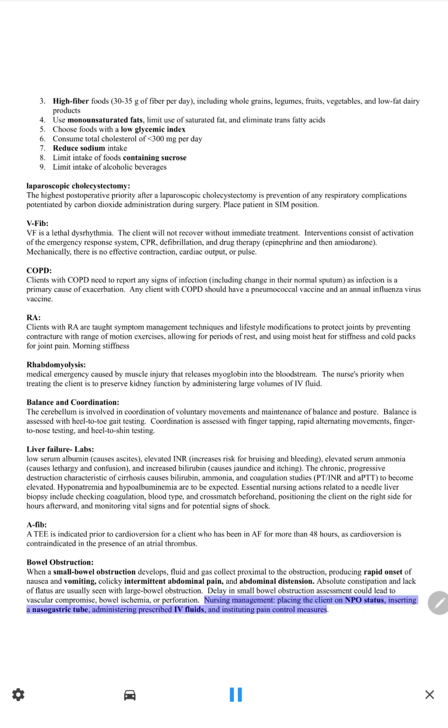Nursing management. Placing the client on NPO status, inserting a nasogastric tube, administering prescribed IV fluids, and instituting pain control measures.